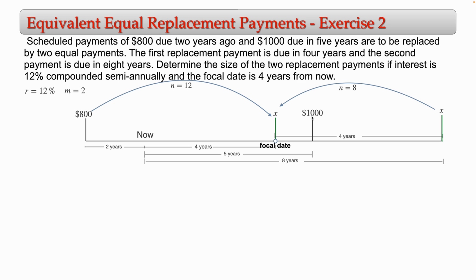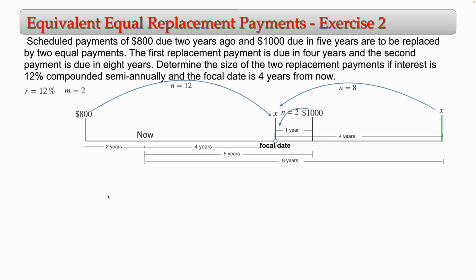With this 1,000, again, we need to go back in time. And we need to go back only 1 year, because there are 5 years here from now to this 1,000, and there are 4 years from now to the focal date. So it will be 1 year here. If this is 1 year, then n will be equal to 1 times 2 equal 2. So n equal 2. And then we have all the exponents that we need to use in the equation. Obviously, these 2 will be negative.